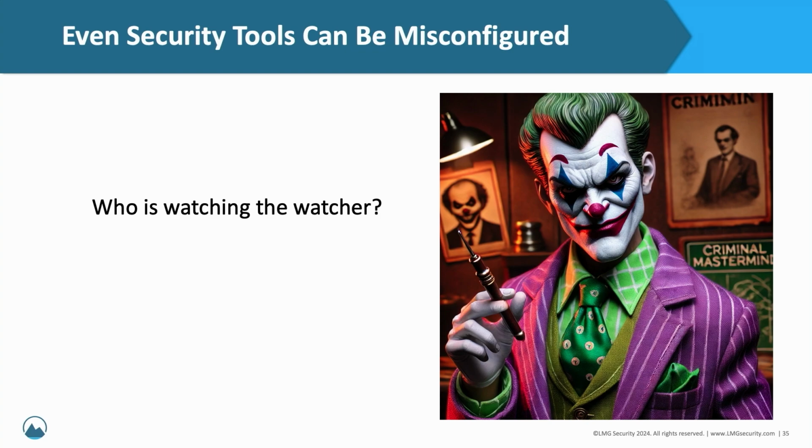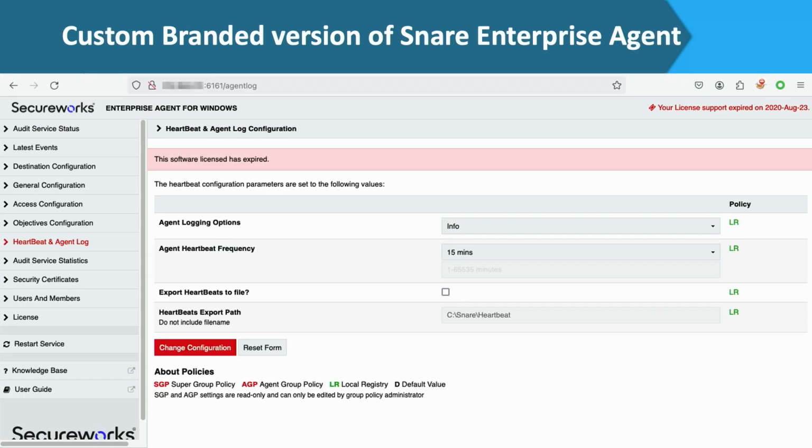The reason this really frustrates me is because sometimes the security tools that we're installing to protect our networks are the vulnerability. In this particular case, we're on an organization's network, scanning hosts, and we found this web interface that was a SecureWorks web interface. There was their enterprise agent for Windows, a custom branded version of what's called Snare. It was very clear to me, if you look in the upper right-hand corner, it's hard to see, but it says your license expired in August 2020. We just did this test 8 months ago.